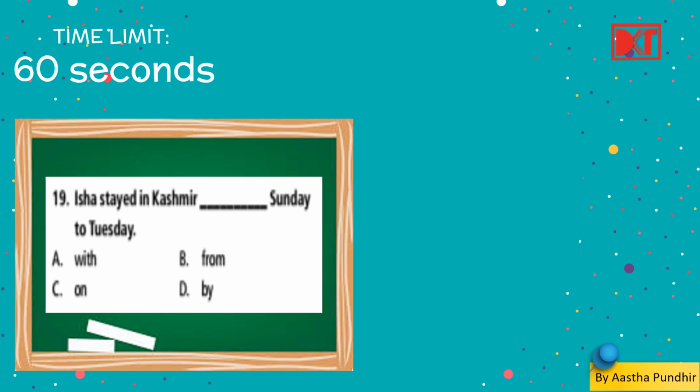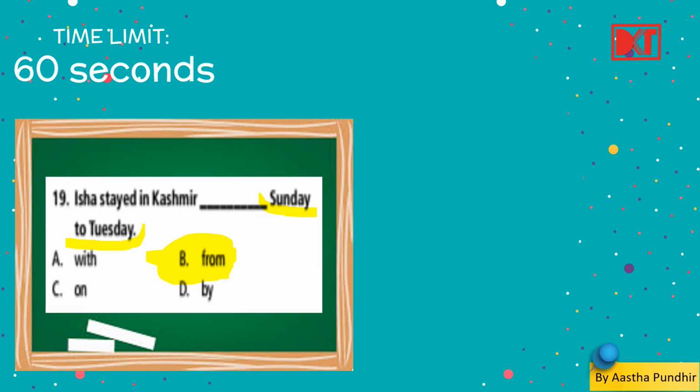Okay, here we have Isha stayed in Kashmir dash Sunday to Tuesday. With Sunday to Tuesday, from Sunday to Tuesday, on Sunday to Tuesday, or by Sunday to Tuesday. Here the correct answer is B, from Sunday to Tuesday. From, as we know, is used to specify certain duration also. So here we are telling about the duration which happened from Sunday to Tuesday.